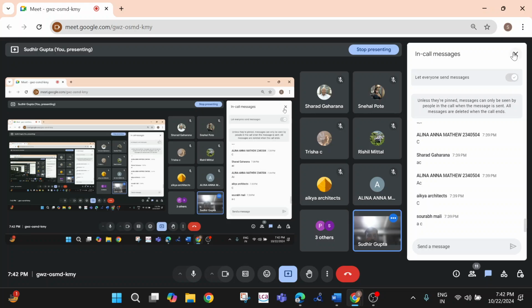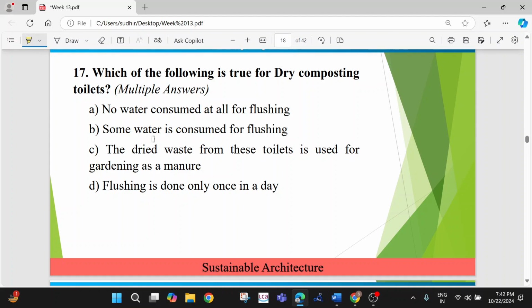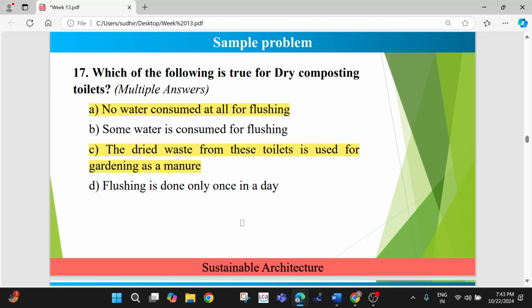AC, AC, AC. Yeah. So both A and C are true when we are talking about dry composting toilets. They use no water consumed at all for flushing. And option C, the dried waste from these toilets is used for gardening as a manure.